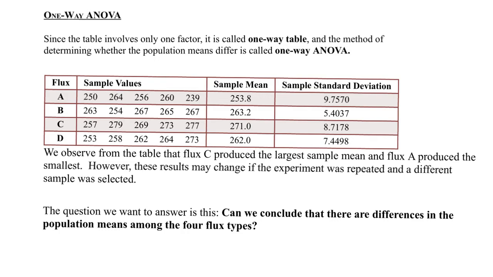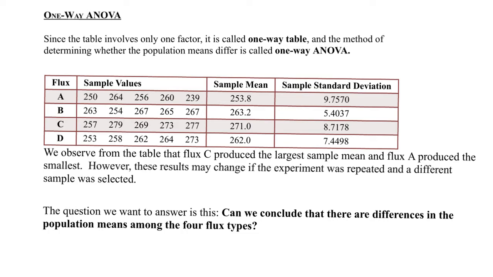This table represents the hardness of welds using 4 different fluxes A, B, C and D, and the corresponding sample mean and sample standard deviation are given. Flux C has the highest sample mean and flux A has the smallest sample mean. These results may change if the experiment was repeated and a different sample was selected.